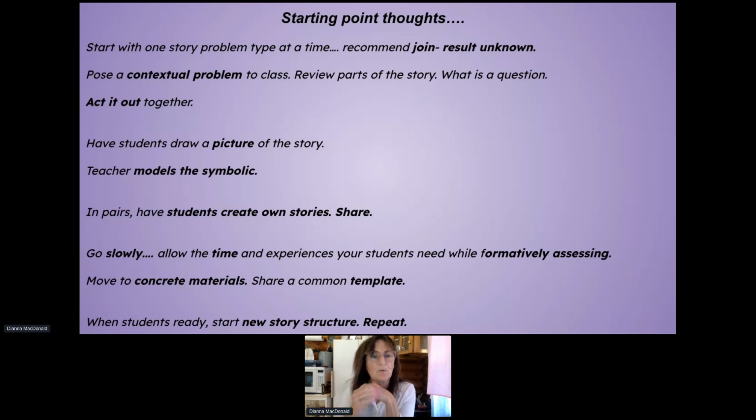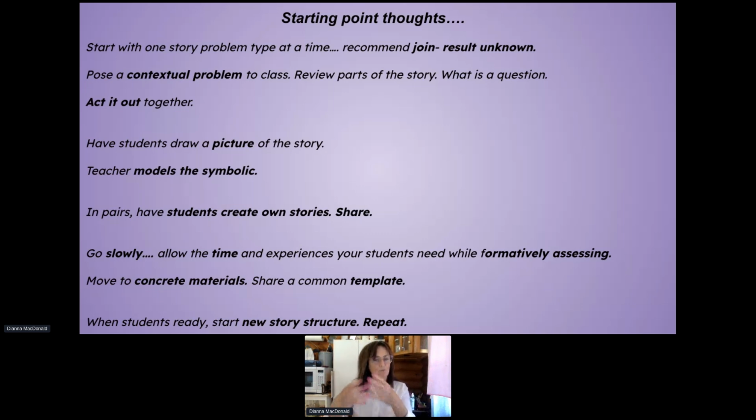So here's some starting point thoughts. You start with one story problem at a time. I recommend, just like the guide, start with your joining, which is your adding, and your result unknown. And you pose a contextual problem to the class, something that's sort of real life that they can relate to, and you review it, and you ask the question, and you talk about what is a question. In grade 1, they aren't really sure, right? So you act it out together.